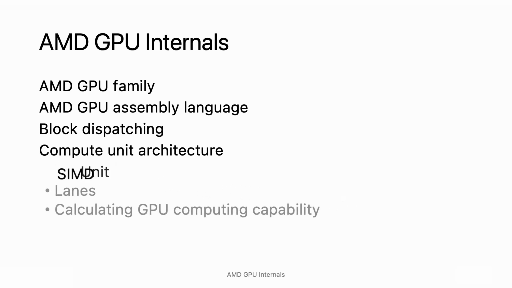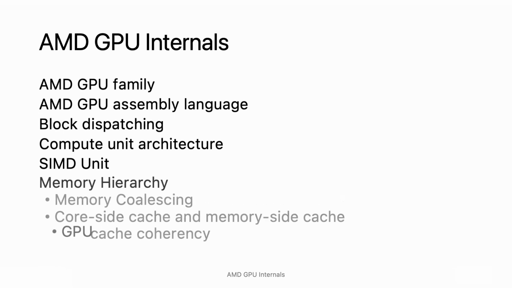Next, we talked about the details of the SIMD unit, what the lanes are, and how the instruction issuer works together with the SIMD unit to achieve the maximum throughput. We also calculated the GPU computing capability and learned how this SIMD unit is powering the whole AMD GPU's computing power. And finally, we talked about the memory hierarchy.